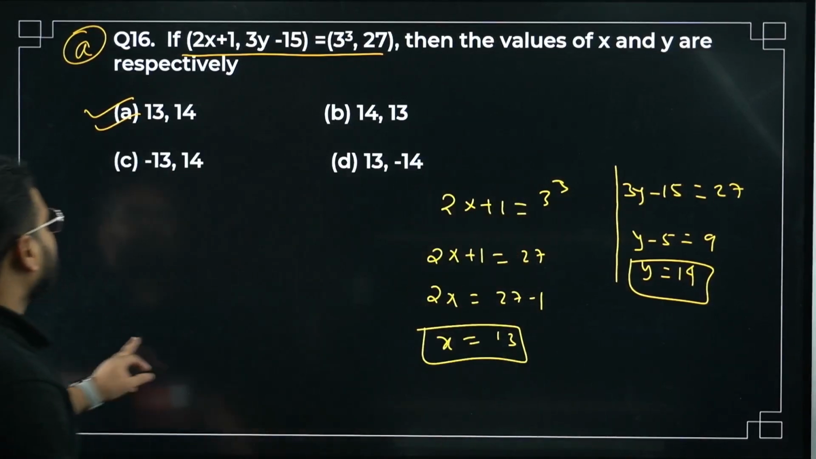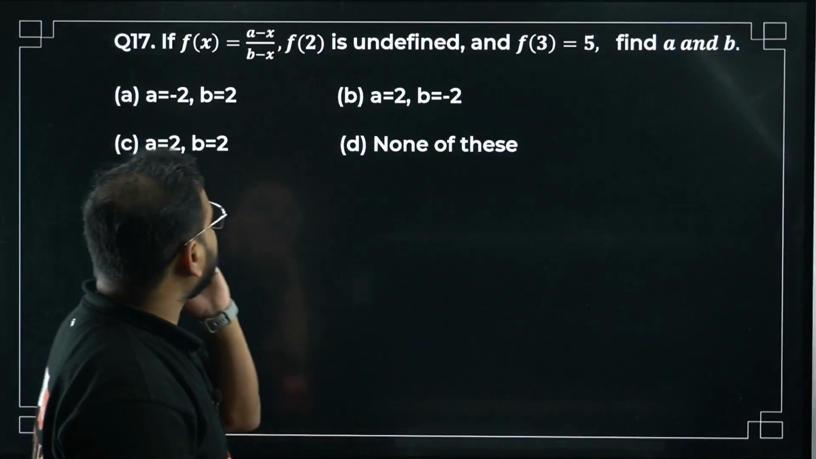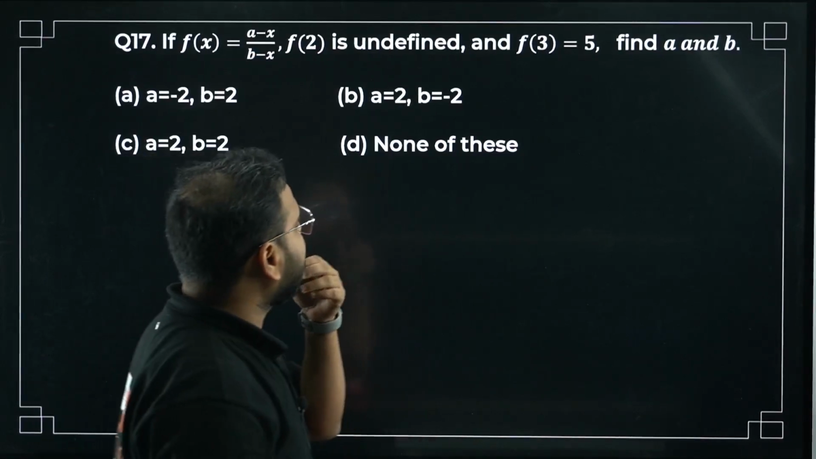Moving on to question number 17. If f(x) equals to (a minus x) upon (b minus x), f(2) is undefined and f(3) is 5.